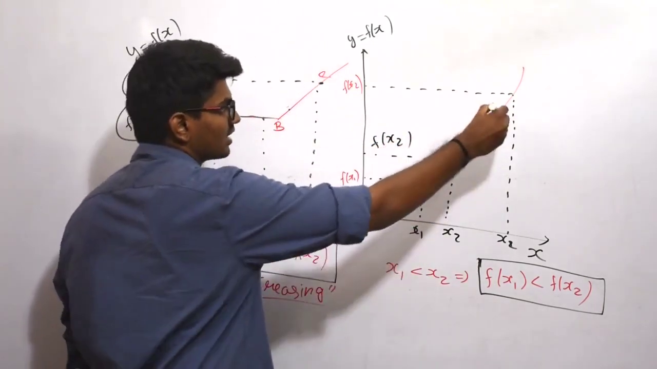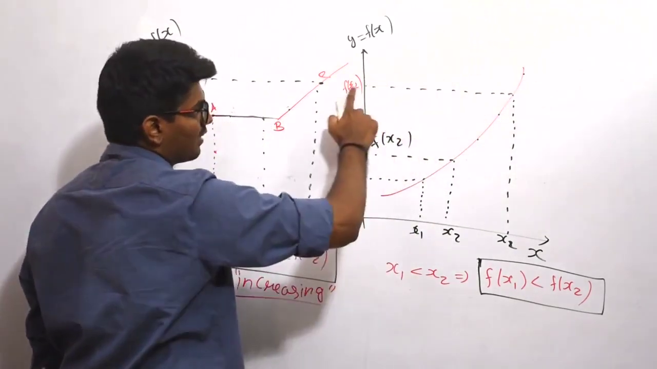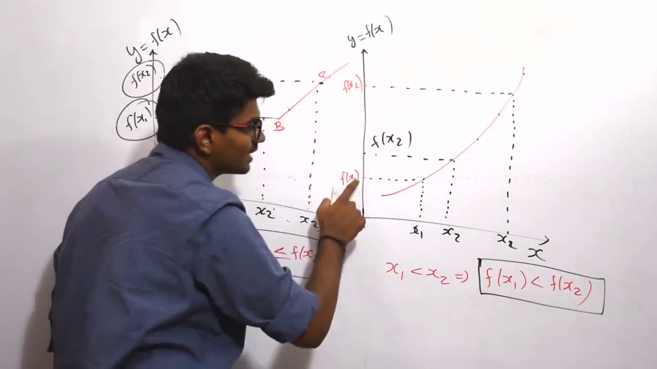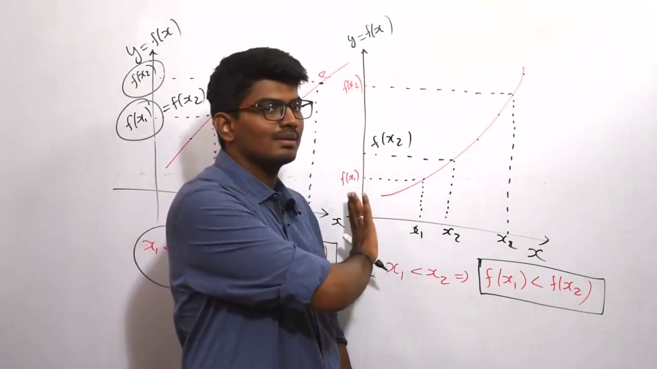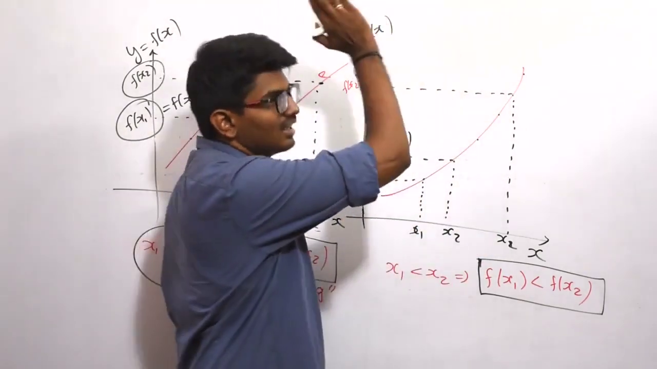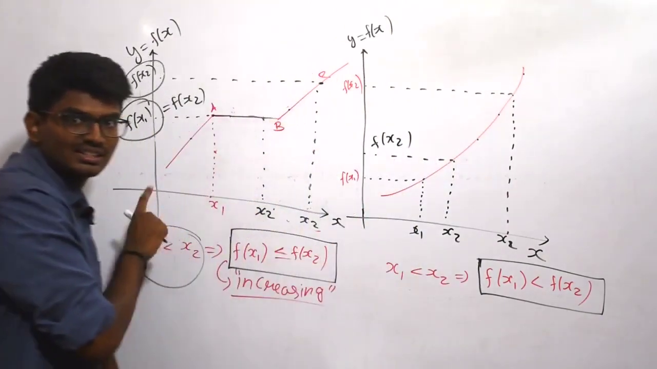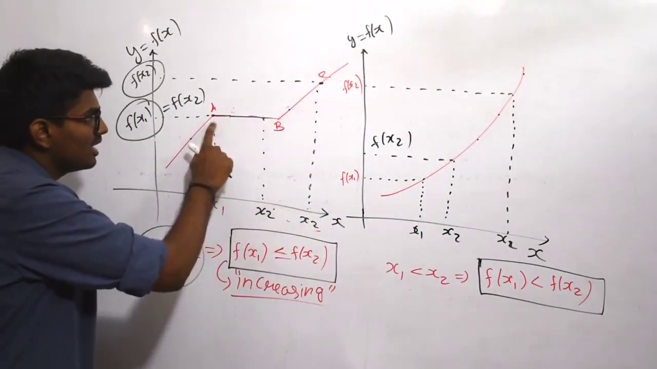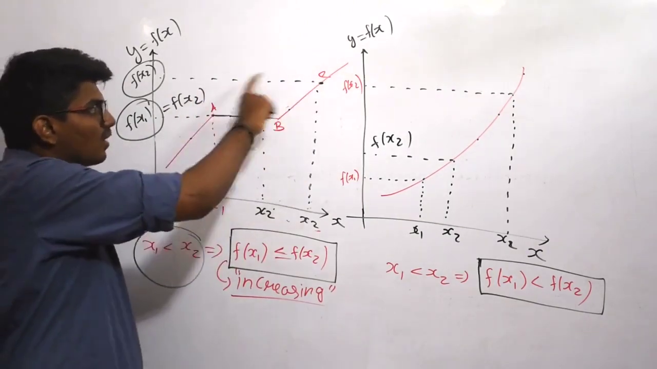Even if I take a point here, or here, or here, wherever I take, my f of x2 is going to be greater than f of x1, which means as x increases, as I go towards the right-hand side, my f of x value is also increasing. Strictly speaking, this is an increasing function. The other one is not, because in between A and B it is not increasing, right? In between A and B, f of x is remaining constant.